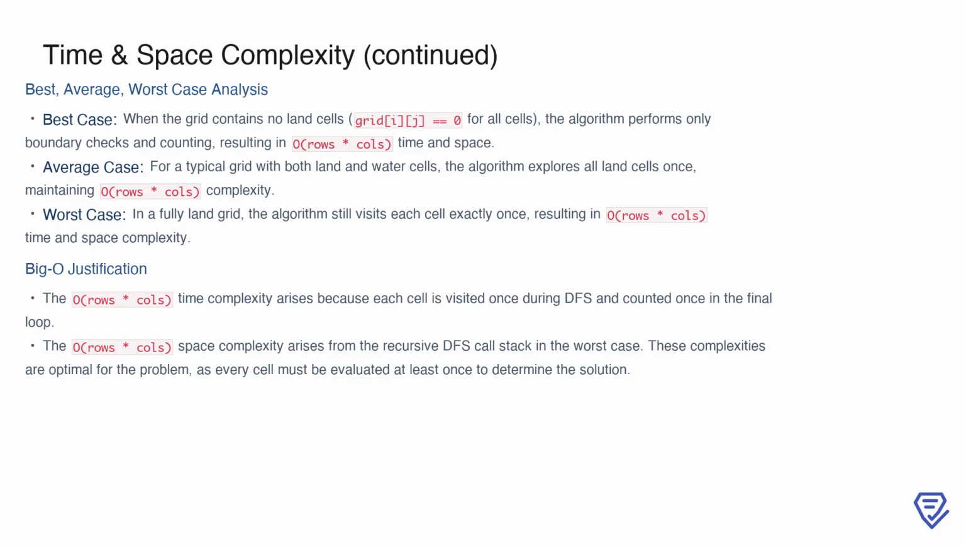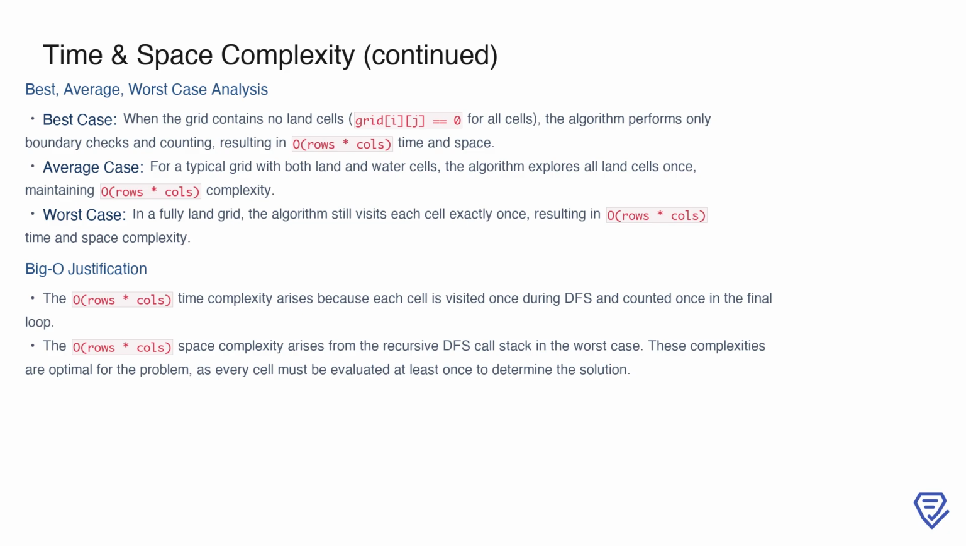In the average case, for a typical grid with a mix of land and water cells, the algorithm processes all land cells exactly once during DFS, maintaining O(rows * cols) complexity. Even in the worst case, where the grid is entirely composed of land cells, the algorithm still visits each cell exactly once, resulting in the same O(rows * cols) time and space complexity.